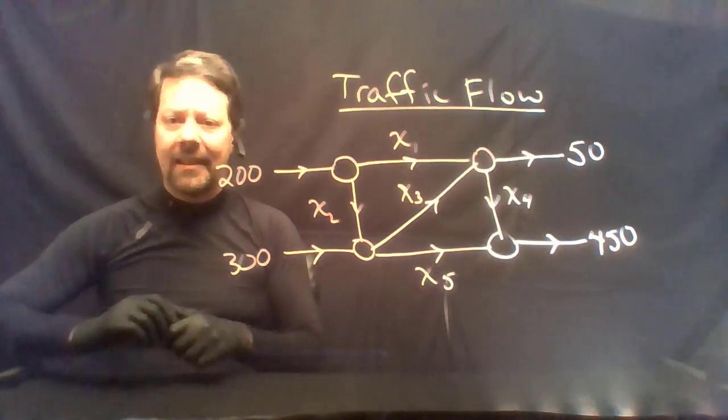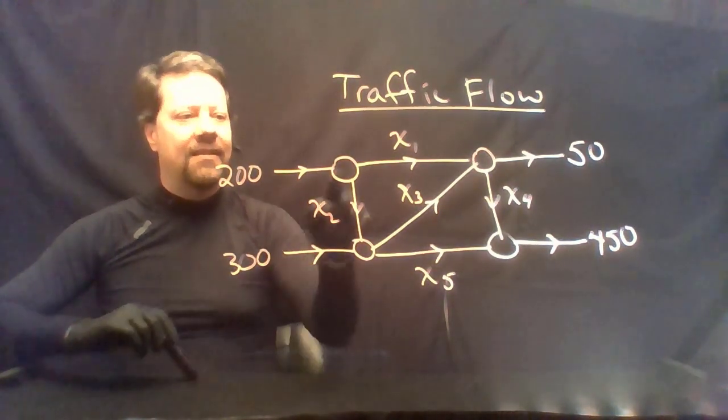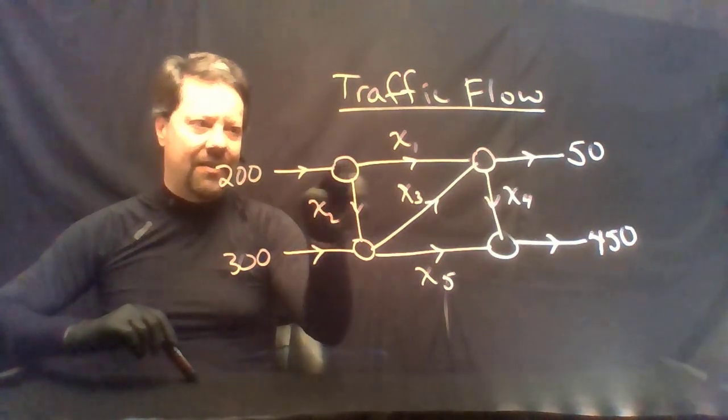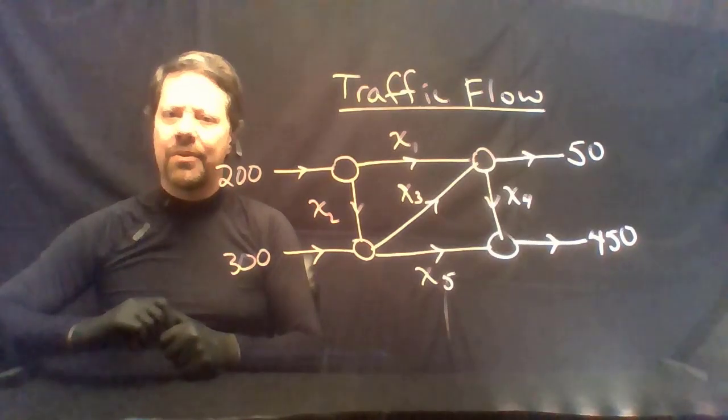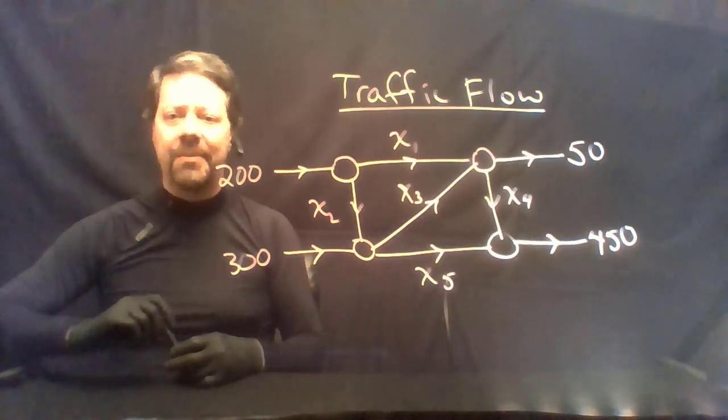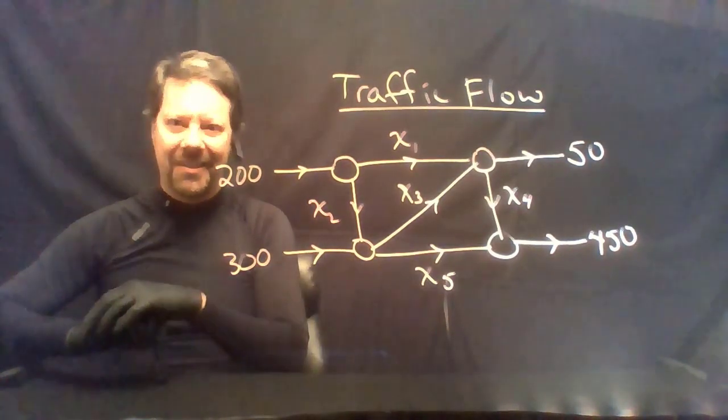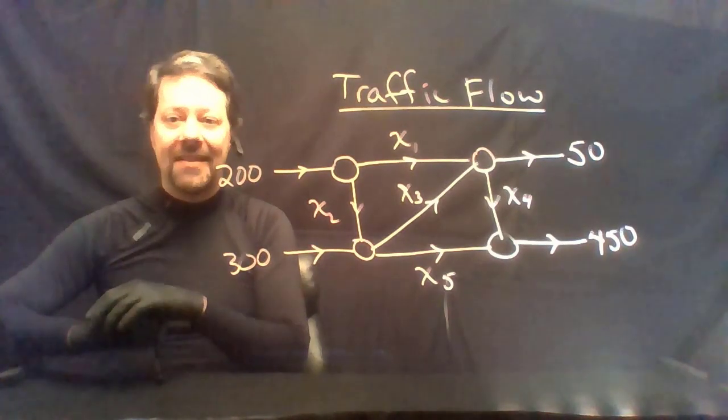Now, unless something very unusual happens, the number of cars going into an intersection will equal the number going out. It's very unusual for cars to either appear or disappear in the middle of an intersection, though I'm not saying it's not possible.